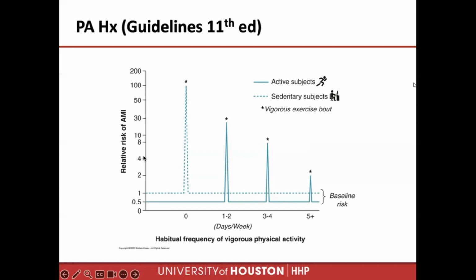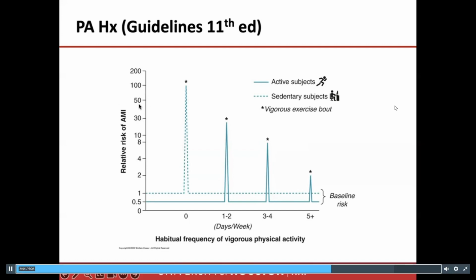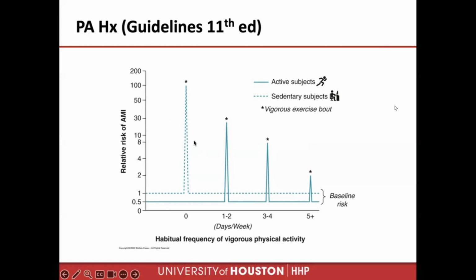If they are exercising 1 to 2 days a week, that risk starts going down. 3 to 4, even more, and then 5 days a week, they have a significant risk reduction here. So that's what that's saying. It's just saying that the more days per week you exercise, the lower your relative risk of an acute myocardial infarction, AMI, with each bout of exercise that you're doing.